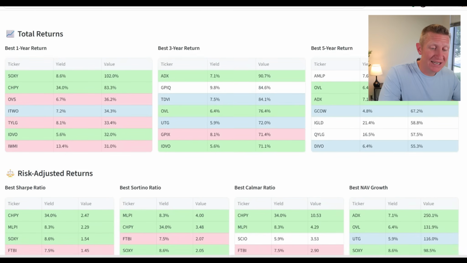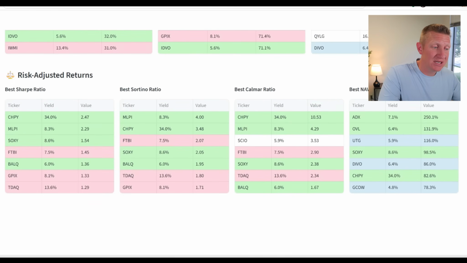And then you've also got risk adjusted returns here. So you can see, well, which ETFs have the best Sharpe ratio, right? Which factors in up and downside volatility compared to the risk free rate and the actual profitability. Then you got Sortino ratio, which excludes the upside volatility, which makes sense. We actually like upside volatility. We don't like downside volatility. Then you got the CalMAR ratio, which factors in profitability, and the max drawdown, which can be helpful as well.